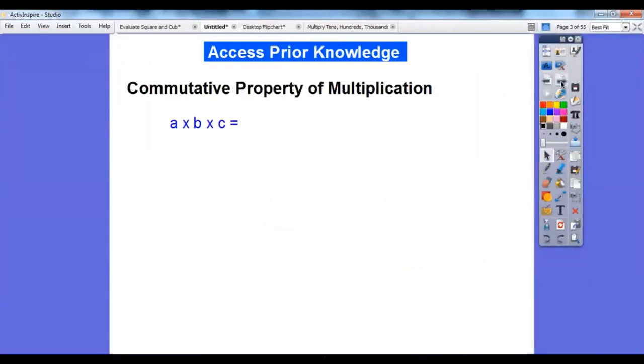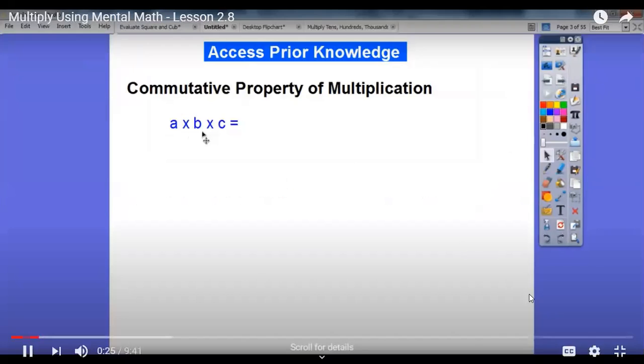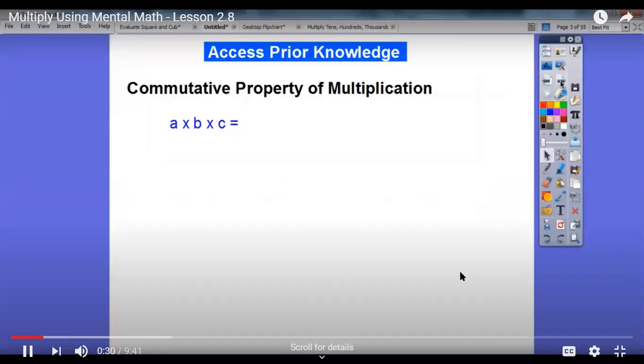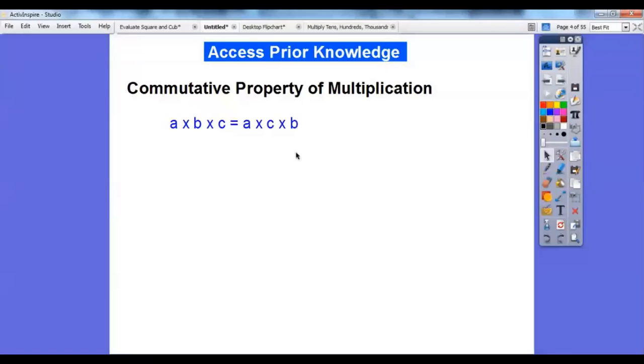Prior knowledge here: the commutative property. With A times B times C, what I'm going to do is commute some numbers around the multiplication. I commuted B and C around that multiplication. You know, when I drive to work, I commute to work. Well, B and C commuted around this multiplication problem, so it became C times B. You'll see some great advantages of that in this lesson. So that's called the commutative property.